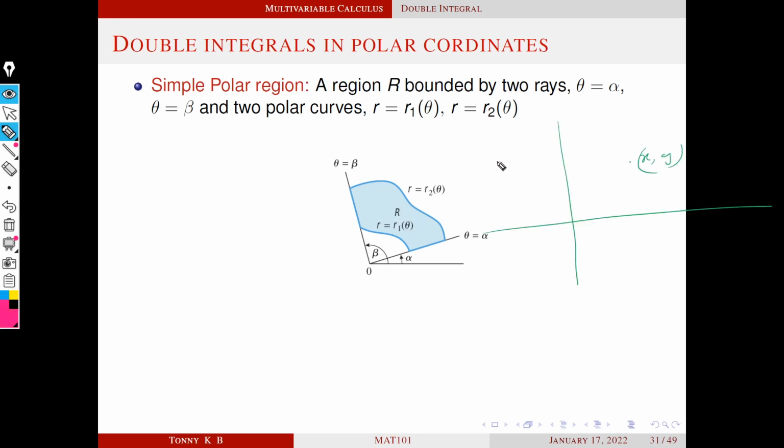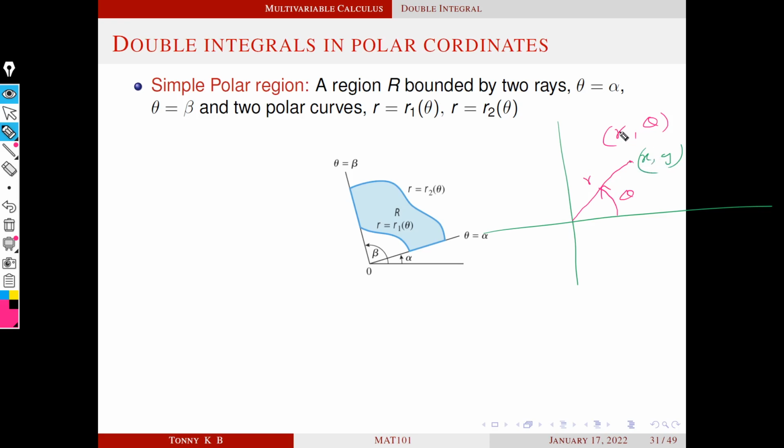Also we know that corresponding to every point xy in Cartesian coordinates, it has a polar representation. What is polar representation? Polar representation contains two things, r and theta. R is the distance from the origin to that point, so r is always non-negative. And theta is an angle measured from the positive x-axis in the anti-clockwise direction. So using these two quantities, r and theta, we can represent every point in the plane.